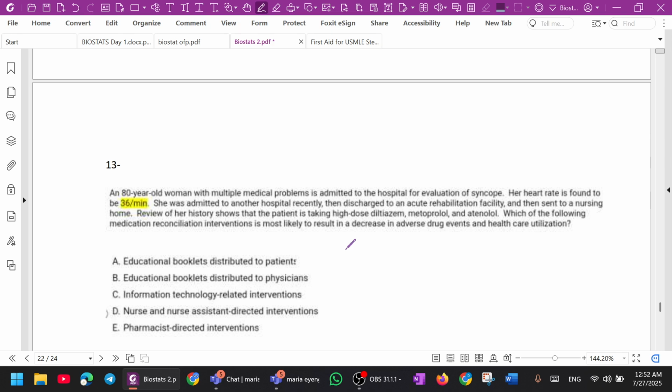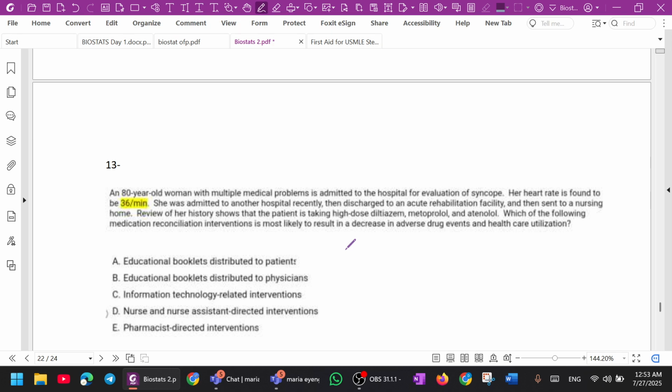Hmm, decrease adverse. No, no. Is it option E? You think it's E?